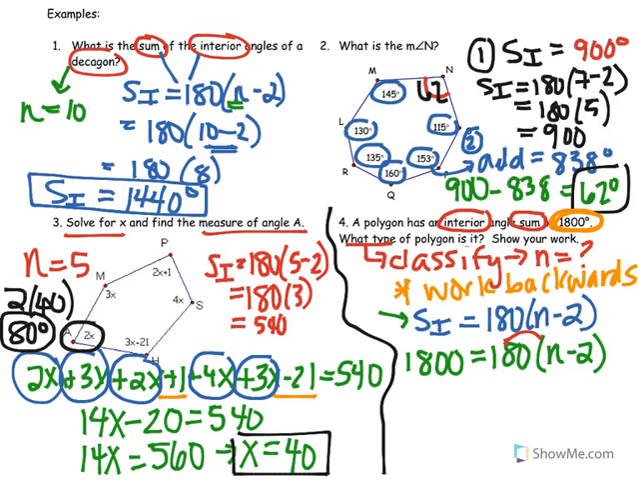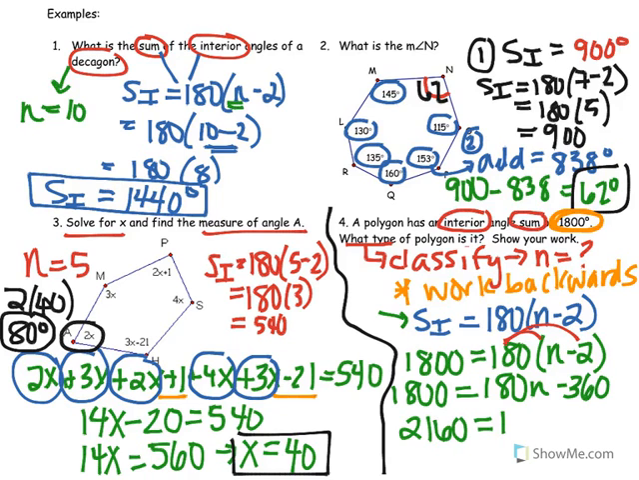Well, now let's solve this equation. I'm going to distribute and get 1,800 equals 180n minus 360, and then solve. Add 360 to both sides, and I'm going to get 2,160 equals 180n, and then divide by 180, and that's going to give me 12. So I know that there are 12 sides, but what type of polygon is this? Let's classify it. That means that this is a dodecagon.